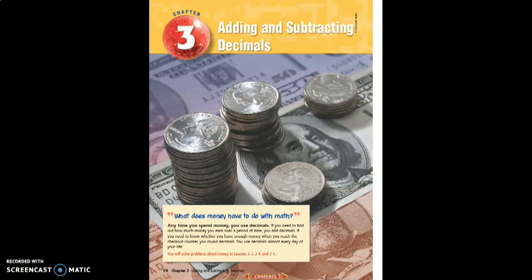Chapter 3. Adding and subtracting decimals. Why does money matter in math? Anytime you spend money, you subtract decimals. If you need to find out how much money you earn over a period of time, you add decimals. If you need to know whether you have enough money when you reach the checkout counter, you round decimals. You use decimals almost every day of your life.